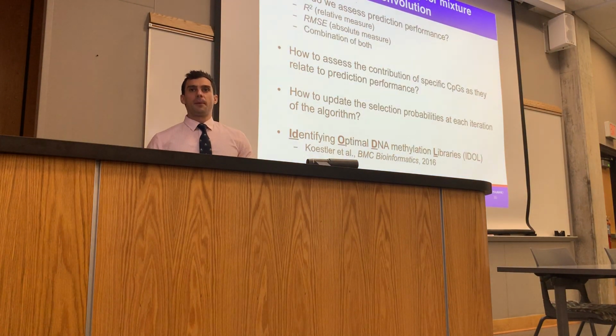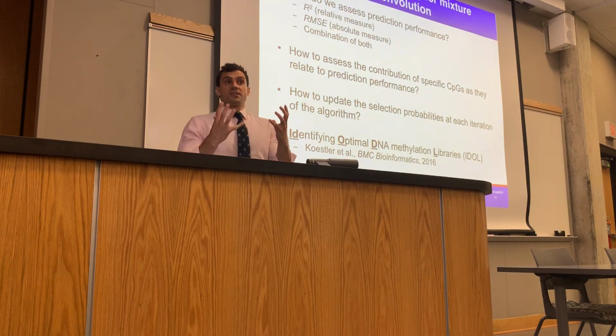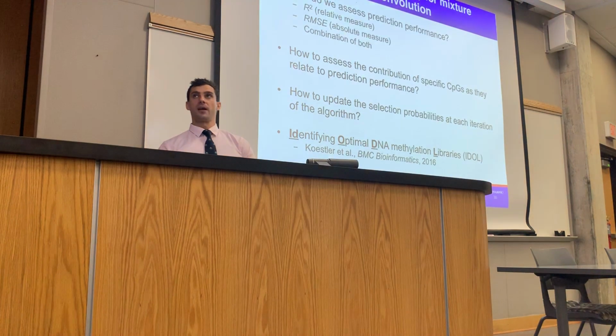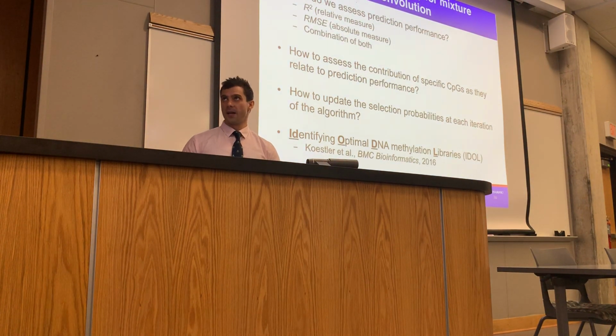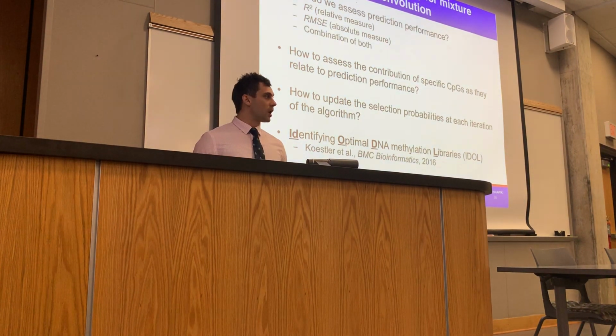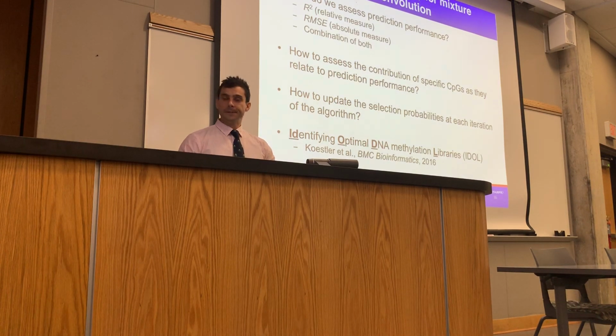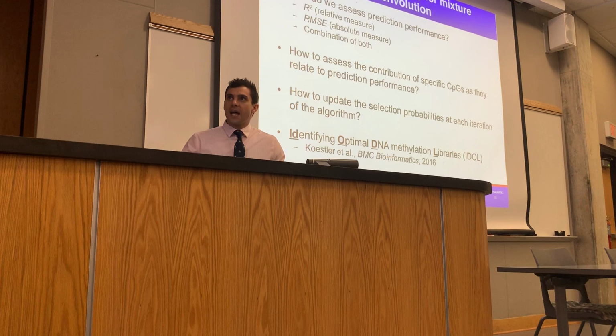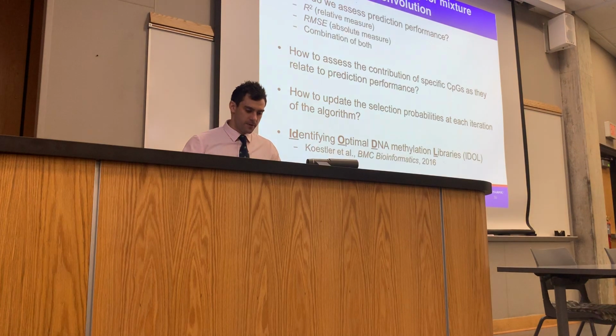So can we adapt this strategy for selecting CpGs to build this library that we're using for cell mixture deconvolution? And the answer to that question is yes, but we need to define a few things. So first of all, we need to formally define how we assess prediction performance. Well, that's fine. We can use the R-squared and RMSE that I already talked about. Those are good performance metrics. The other question that we need to grapple with is, how do we assess the contribution of specific CpGs as they relate to prediction performance? Similar to removing one player at a time. Thirdly, we need to formalize how we update the selection probabilities of each CpG at each iteration of the algorithm.